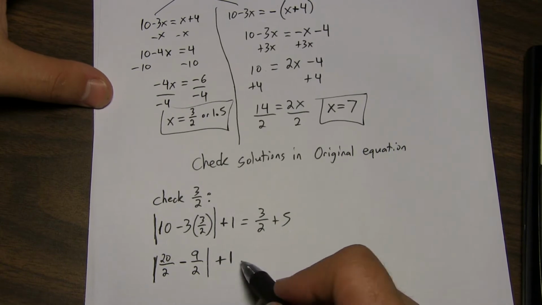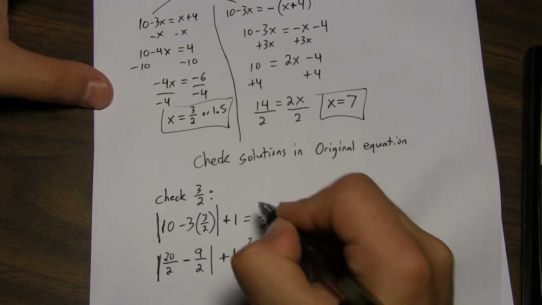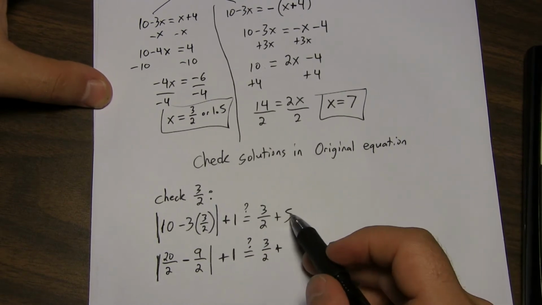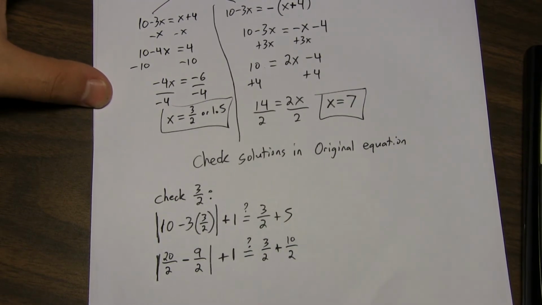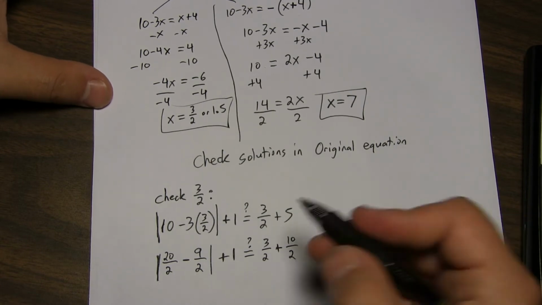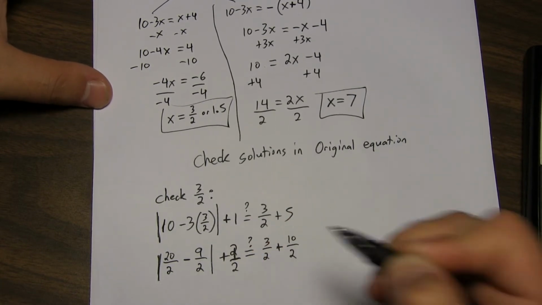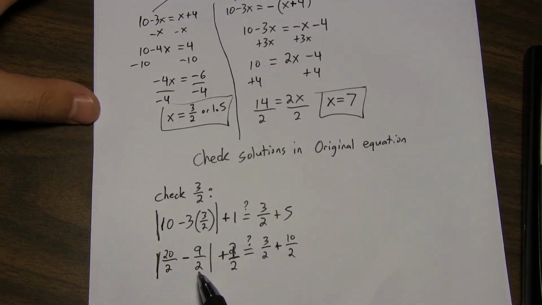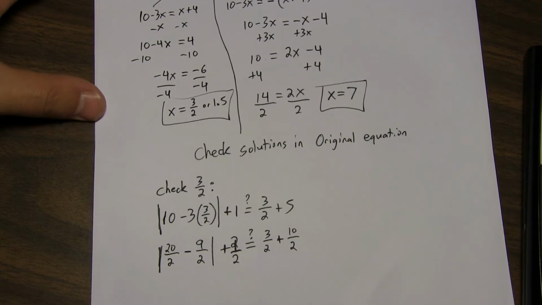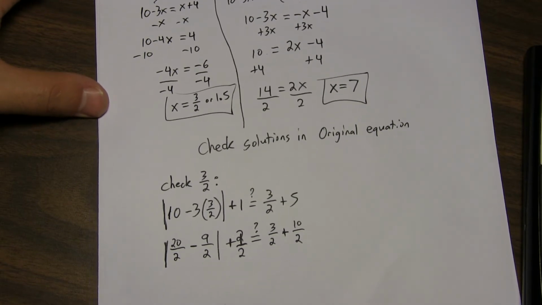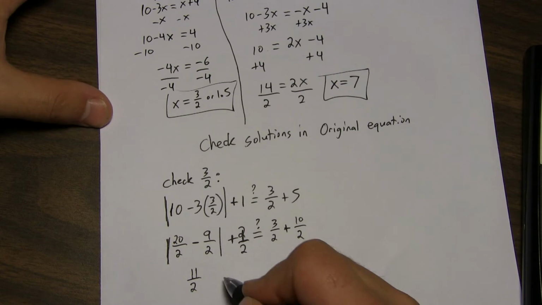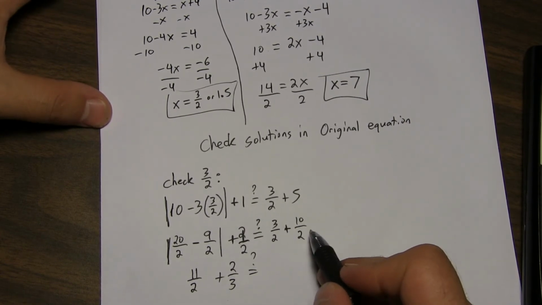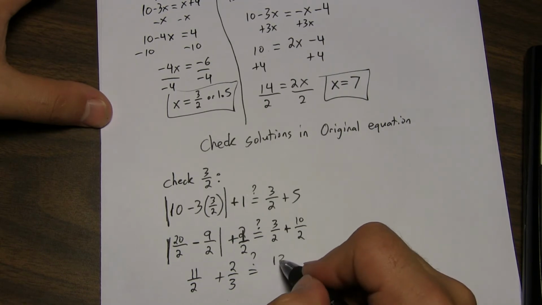So the absolute value of that plus 1, does that equal 3/2 plus, and I'm going to write this in terms of halves too, it'd be 10/2. You know what? Let's write this as halves too. 2/2. Now everything's a half. Okay, 20/2 minus 9/2 is 11/2. The absolute value of 11/2 is still 11/2. Over here, 3/2 plus 10/2 would be 13/2.